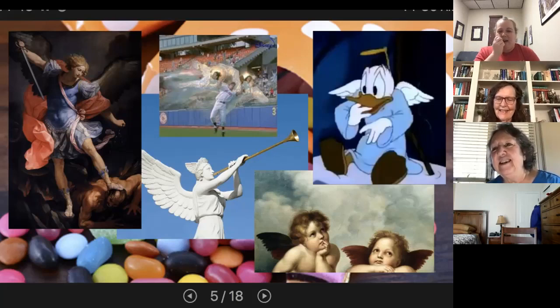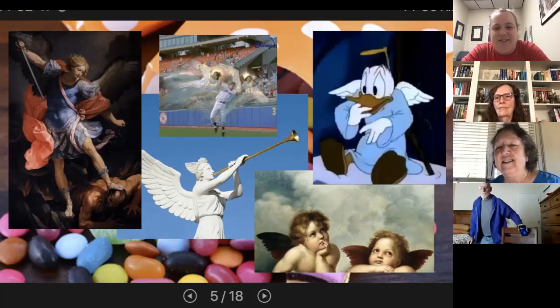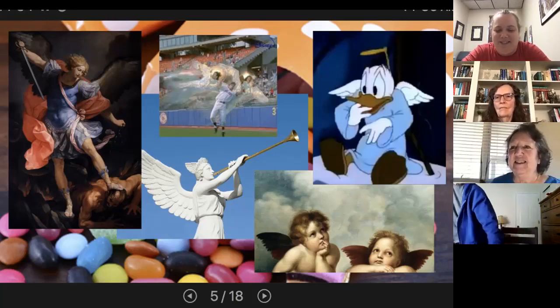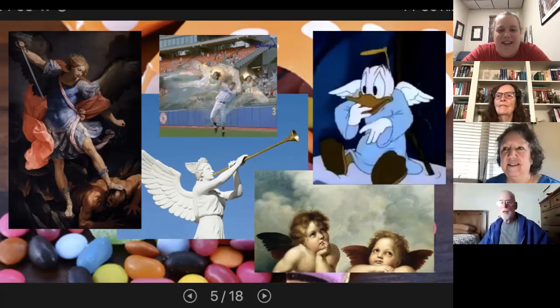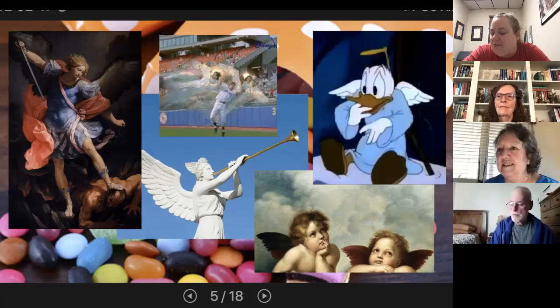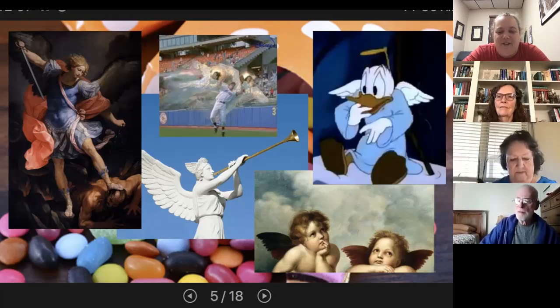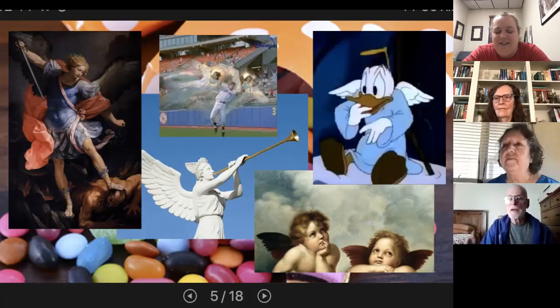But then we also have the concept that angels are people. Angels sometimes are maybe dead people. Donald Duck appears as an angel himself in cartoons where he dies temporarily and goes to heaven. Sometimes he dies temporarily and goes to hell and is dressed up like a little devil.